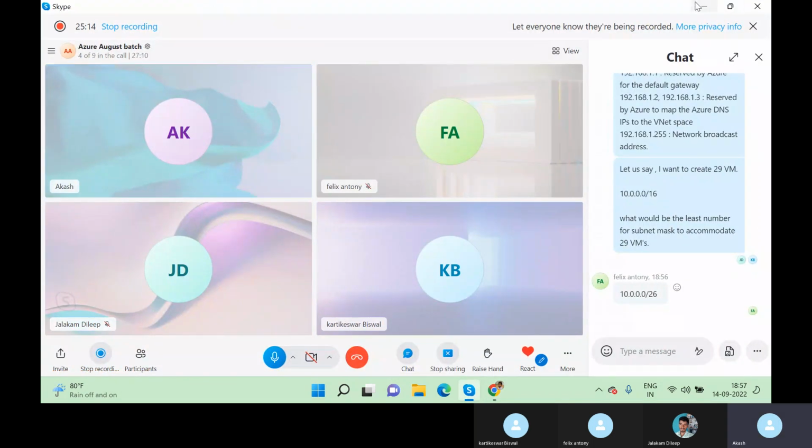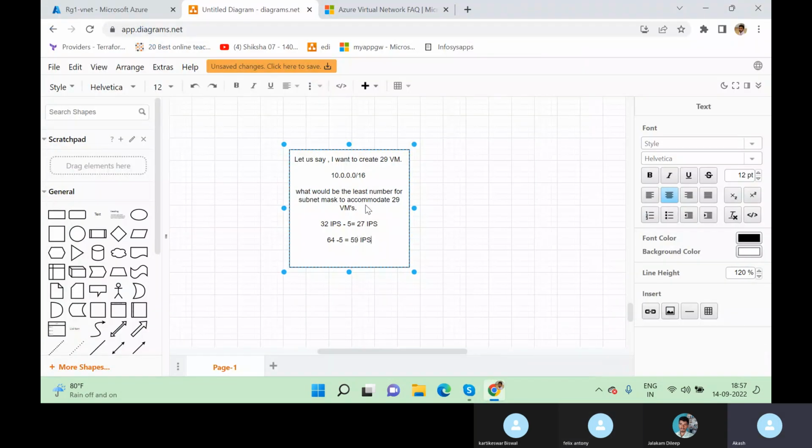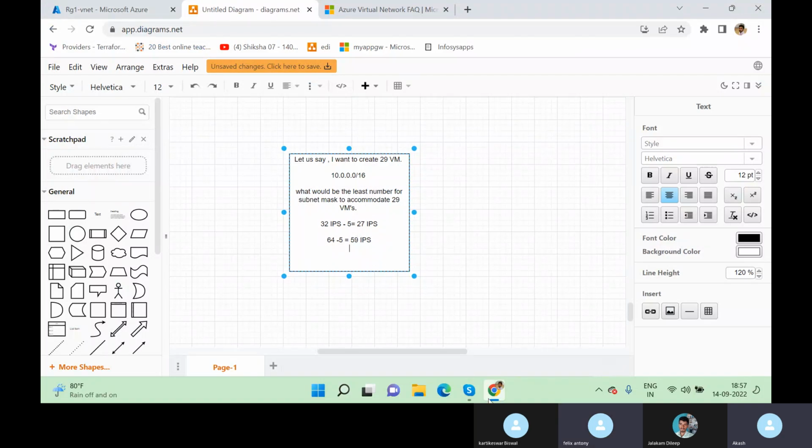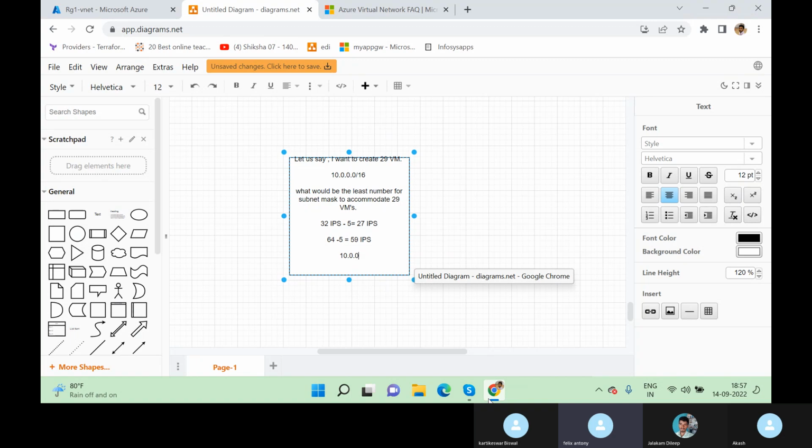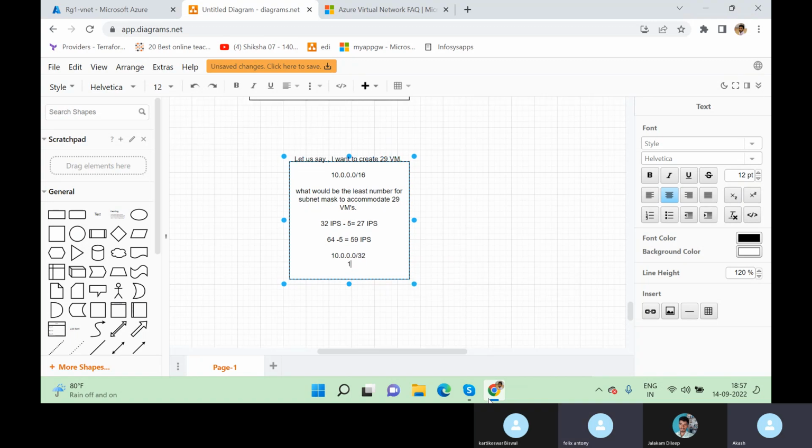You need to remember this: 5 IPs are reserved on each subnet, for all the subnets you are creating. This will be asked in interviews also. It is a very short interview question. You cannot create this subnet.